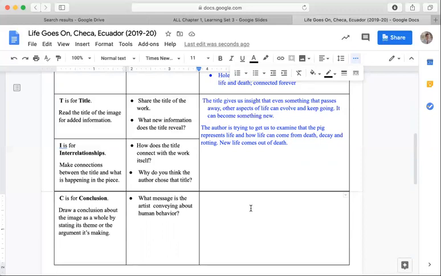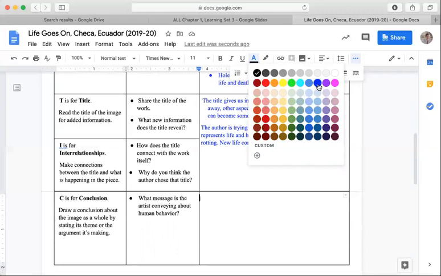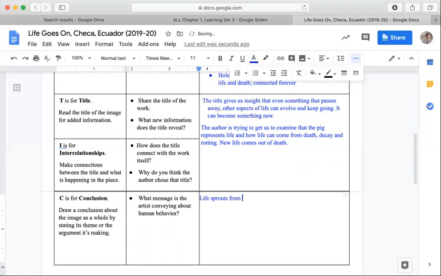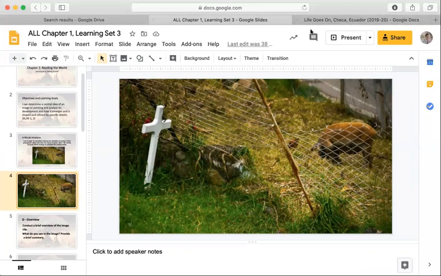What do we think that the artist, or in this case, the photographer, is trying to convey about human behavior? And I think it's safe to say, based on what we were just talking about with the interrelationships and the title, that life sprouts from death. And this is clear from the grass growing on top of the tombstone. Right, in this image, we see that life is continuing to grow despite all this decay. So it's kind of like this never-ending cycle.